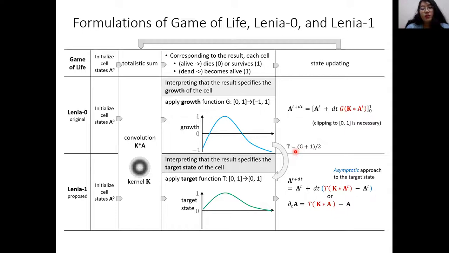After these calculations, each cell state is updated. In Lenia 0, a small fraction of the growth is added to each cell state. Clipping to the region from 0 to 1 is necessary. In Lenia 1, a small fraction of the difference between the target and current cell state is added to each cell state. This change in formulation introduces asymptotics in rule updating with Lenia.